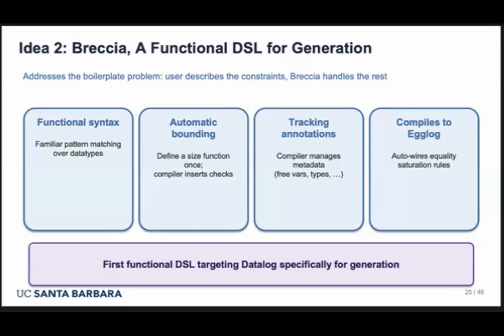So you don't have to worry about that. The last card here says compiles to Egglog, which is what I was just previously talking about in regards to equality saturation. That allows the user to define in Breccia what they want to equate and how they want to equate it. The compiler will take care of writing those rewrite rules in Egglog in order to form those equivalence classes. And while we're not the first functional DSL that compiles to Datalog, we definitely are the first that allows this type of generation.